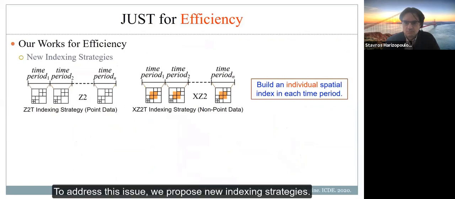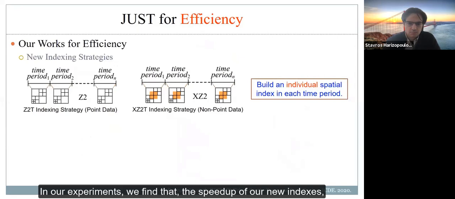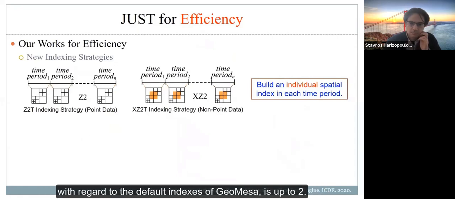To address this issue, we propose new indexing strategies. Instead of combining spatial and temporal information together, we use an individual spatial index in each time period. In our experiments, we find that the speedup of our new indexes with regard to the default indexes of GeoMesa is up to 2.